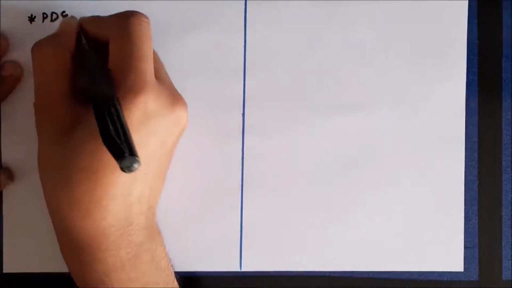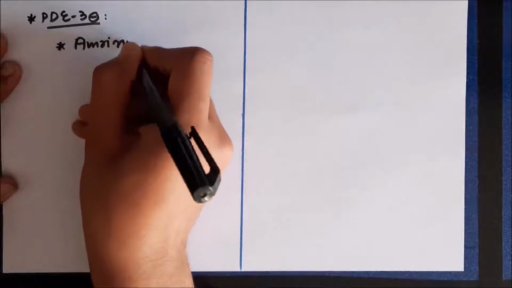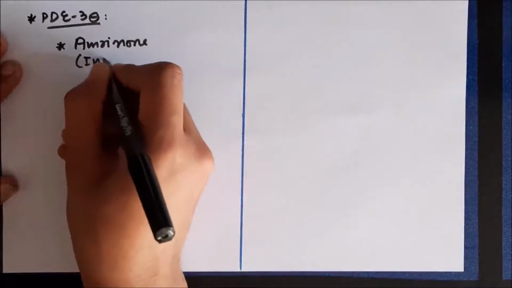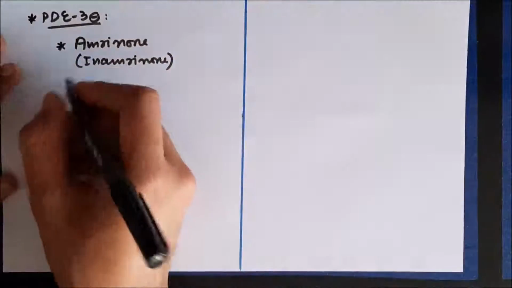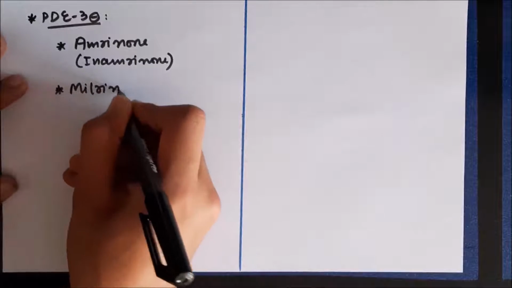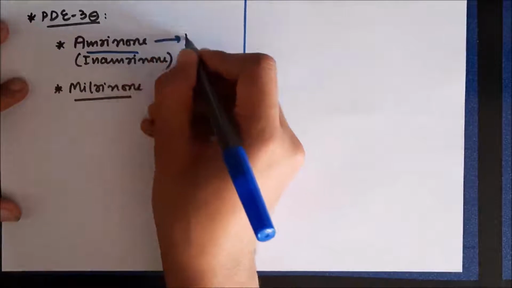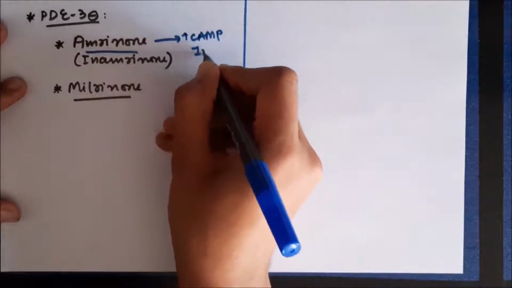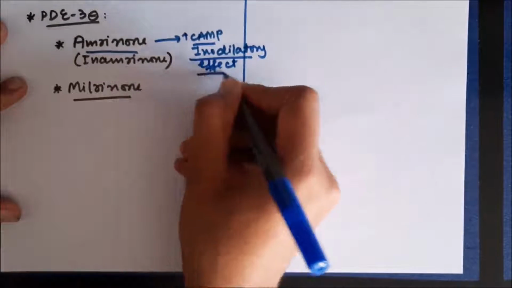Now the drugs included in this class, that is phosphodiesterase 3 inhibitors, are amrinone, also called inamrinone, and another drug called milrinone, which is the preferred drug of this class. Amrinone, since it's a phosphodiesterase 3 inhibitor, will inhibit phosphodiesterase and cause increase in cyclic AMP, which will produce inotropic effect as well as vasodilation. So, inodilatory effect will be produced.